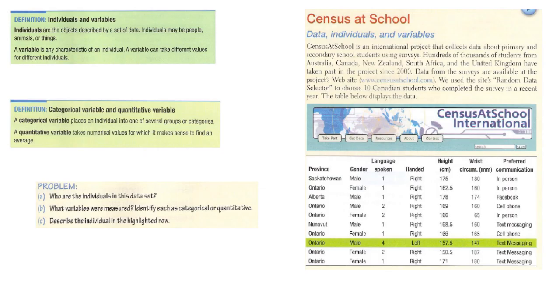So let's start with some definitions. When we look at a data table, our individuals are going to be the objects that are described by that set of data. It could be people, it could be animals, it could be things. There's a wide variety that it could be, and you'll obviously just need to look at your data table to determine what the individuals are.